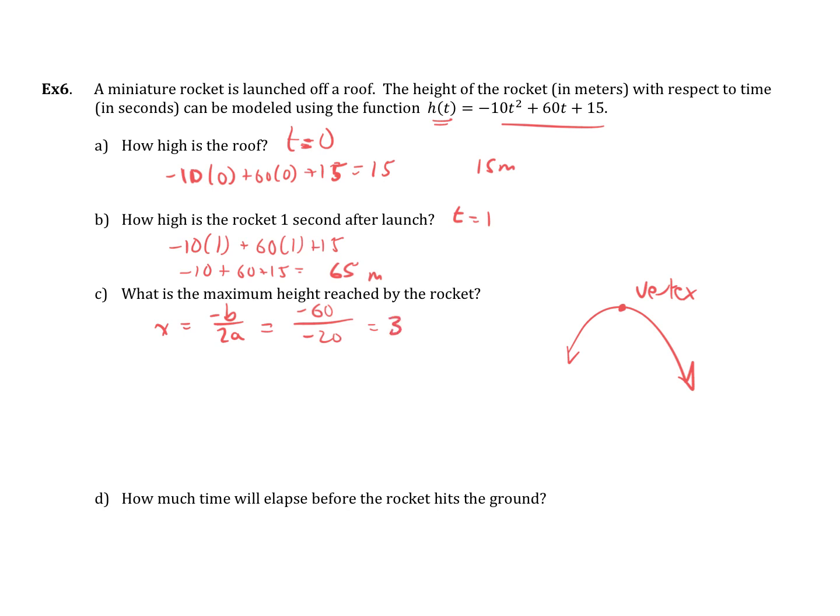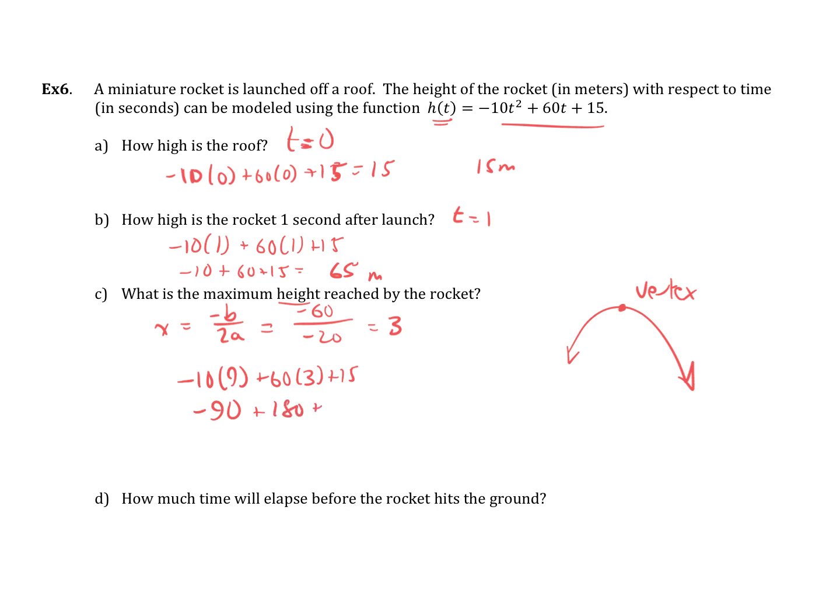So at 3, and in context, you can think of that as at 3 seconds. But I've got to plug that in because they want to know the height. If they wanted to know the when, it would be 3 seconds. But the how high is when I plug that in. So I get negative 10 times 3 squared plus 60 times 3 plus 15. Oh my gosh, negative 90 plus 180.